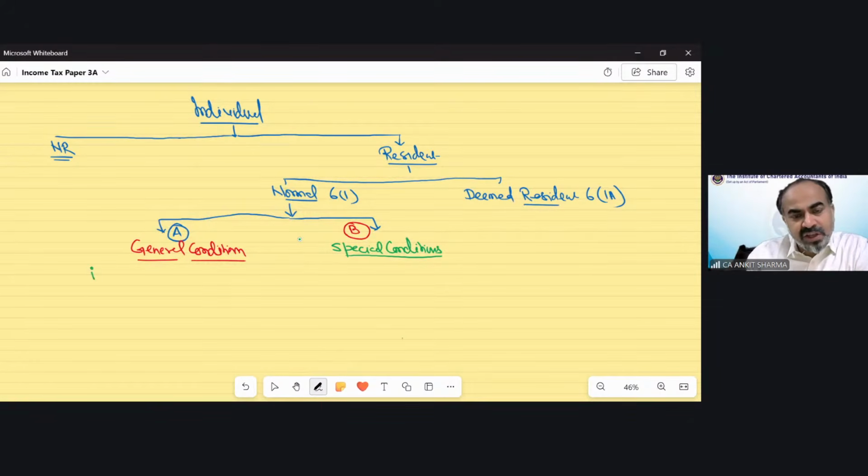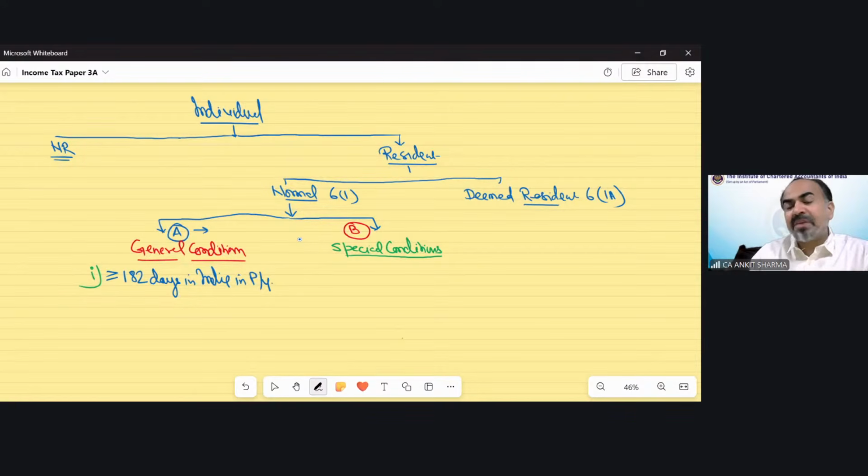So if you fall in general condition, two conditions would be applied. And if you fall in A category, if you fulfill any of these conditions of general condition, you will be called a resident in India. The first condition is if you are in India for more than or equal to 182 days in the previous year.